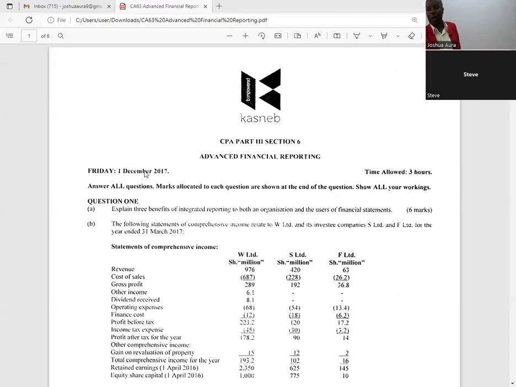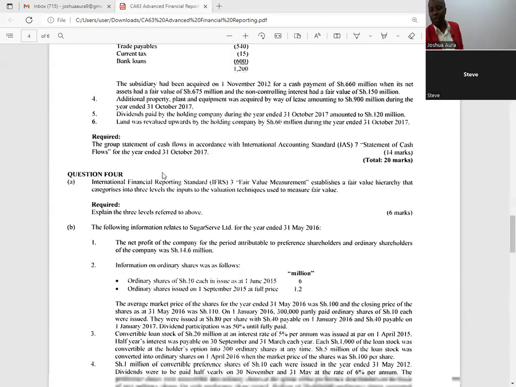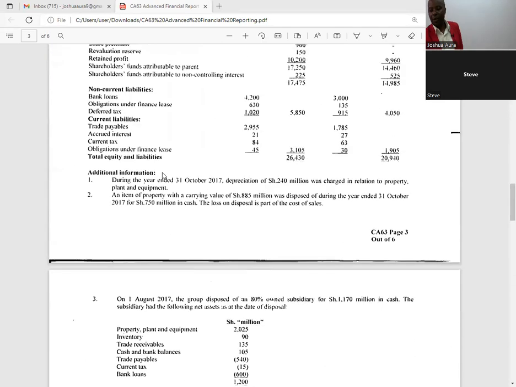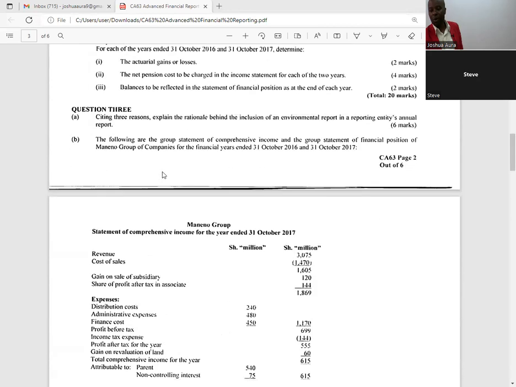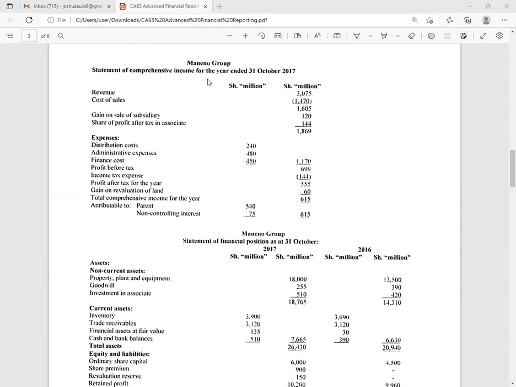the question that I would want us to use here. So this question is from KASNEB past paper, December 2017, question number 3. We are told here that the following are the group statement of comprehensive income and the group statement of financial position of Maneno Group of Companies for the financial year ended 31st October 2016 and 31st October 2017. Please see here the income statement.